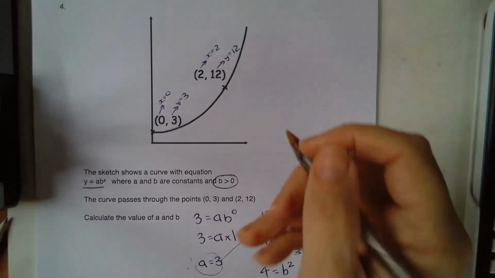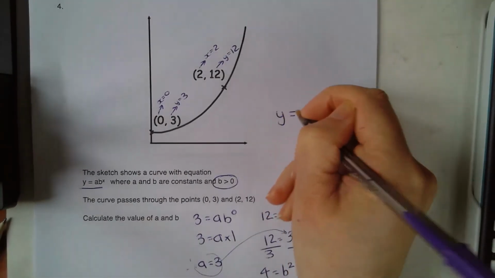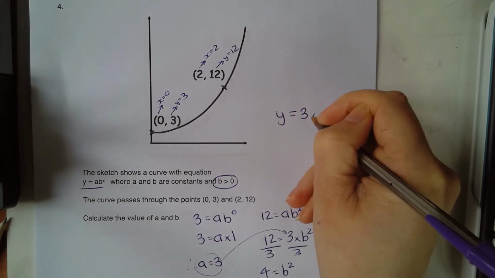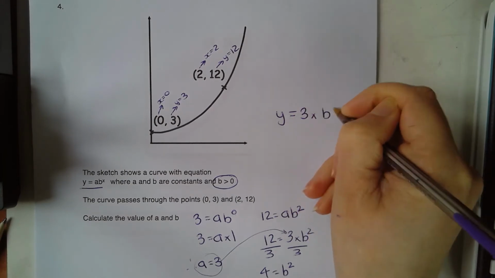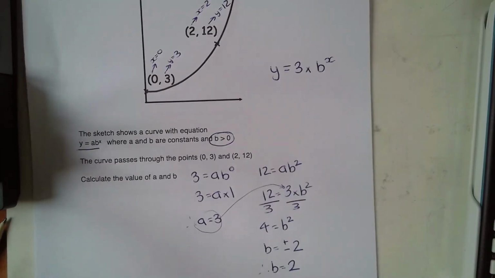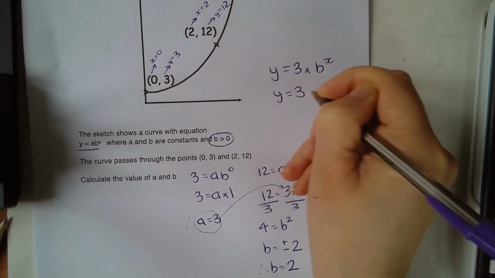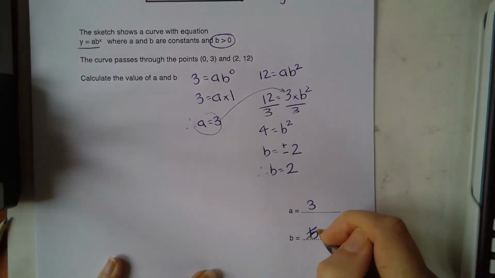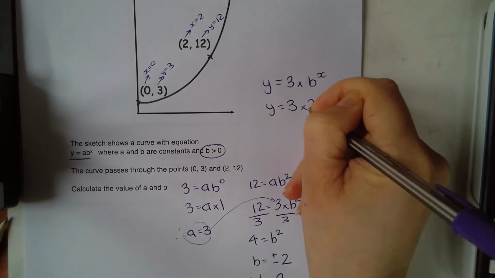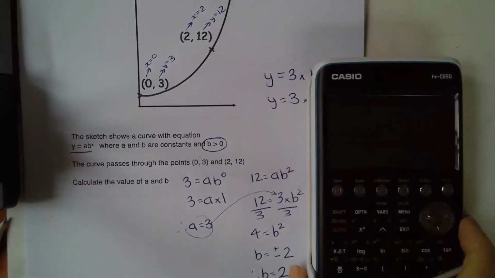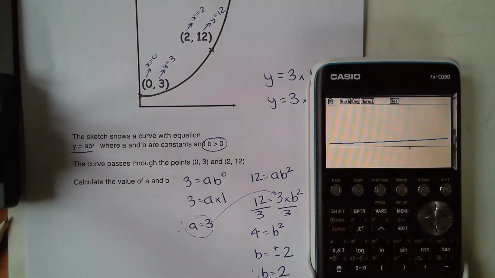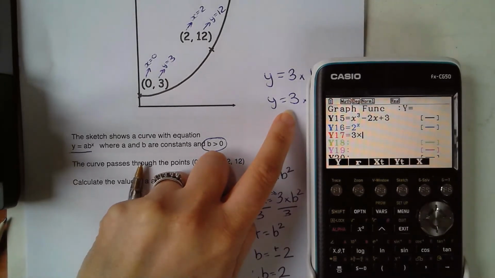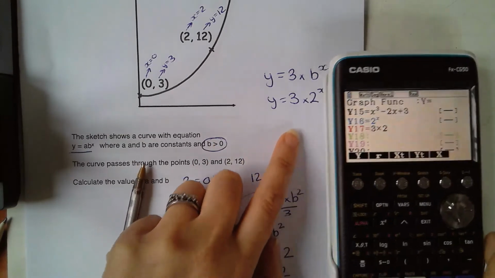So I'm expecting this to be y equals 3 times b to the power of x. That's where I got confused. I wrote b there. It should actually be the number 2. That's better. 3 times 2 to the x. So here we go. Menu, check I'm in graph. Excellent. Exit. So I've got here 3 times 2 to the power of x.